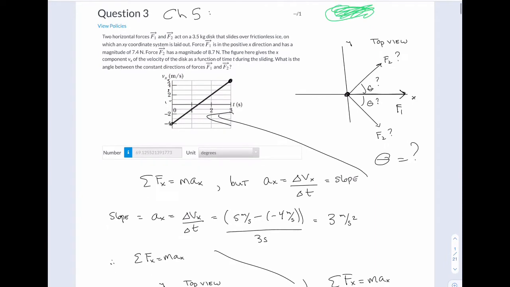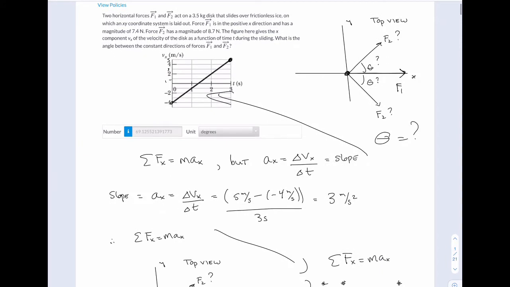Okay, so number 3. The confusing thing is they give you two horizontal forces. What that means is imagine you have your calculator on the table, and there are two forces that act on the calculator, and those forces are parallel to the table. So imagine the table is the XY axis. So what I did is I just drew a top view.